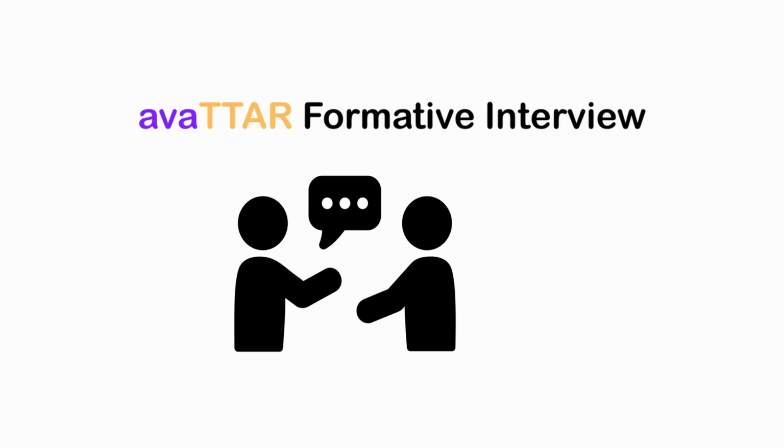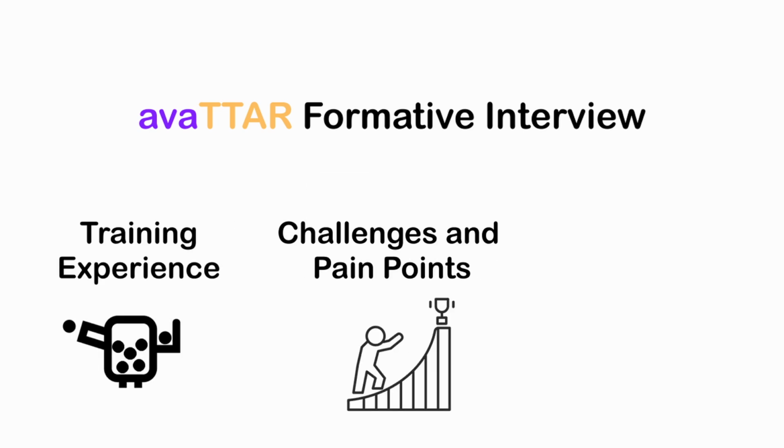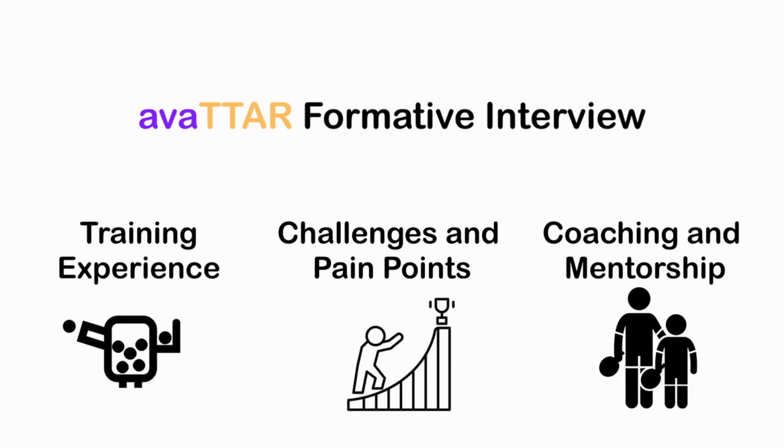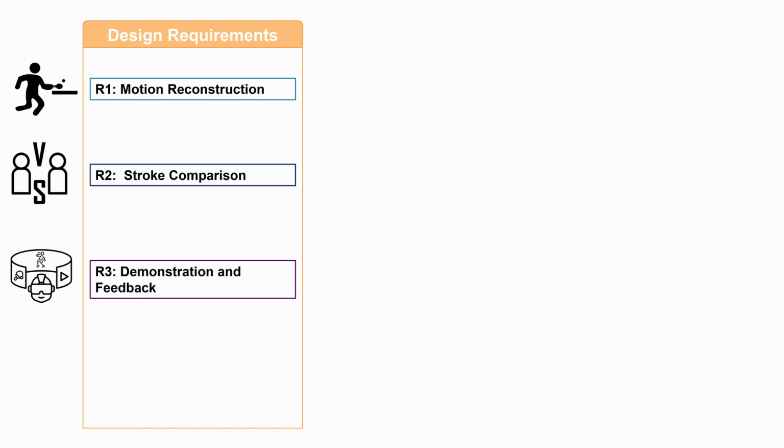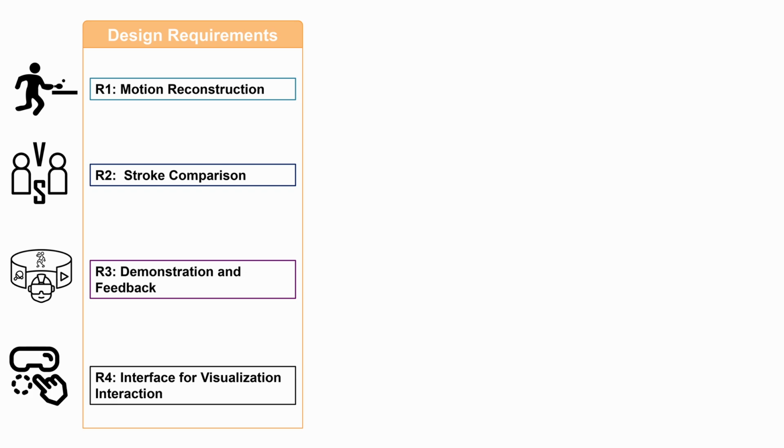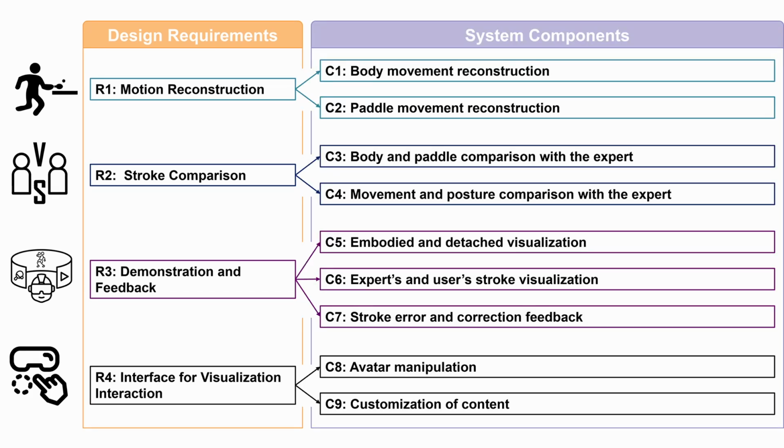To gain valuable insights, we initiated our methodology with formative interviews encompassing a diverse group of 11 table tennis players. We focused on 3 essential topics, including table tennis training experience, challenges and pain points, coaching and mentorship. After our discussion with the interviewees, we then derived 4 requirements for our system, which are motion reconstruction, stroke comparison, demonstration and feedback visualization, and interface for visualization interaction. Additionally, we break the requirements into 9 components for implementation.